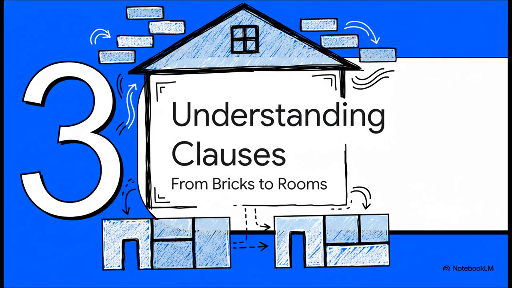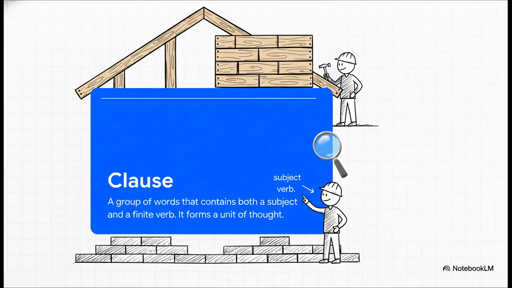Okay, so we've got our bricks down, we've got our phrases. Now it's time to start actually building something with them. We're moving from individual bricks to whole structured rooms. And in the world of grammar, these rooms are called clauses. And here is the absolute key difference. This is a big deal. Unlike a phrase, a clause has to have both a subject and a verb. It's a major upgrade in our building project. You've now got an actor, the subject, and an action, the verb.